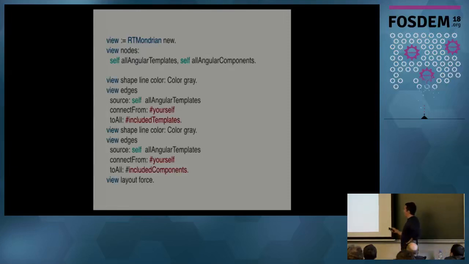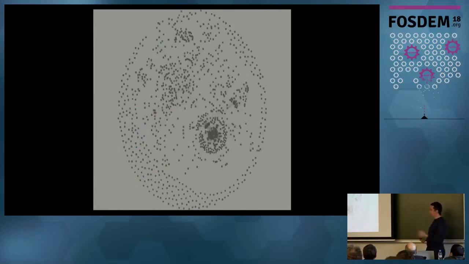And then we could build a few more things in this view. So you could just say, okay, show me some lines, and I want to see edges for all the Angular templates, from the templates to the templates that they include, and then from all the Angular templates to the component. So just draw lines from the template to other templates and other components. And then apply a force layout. And then we got this. So this was the thing with all the modules and all the components and their connections together.